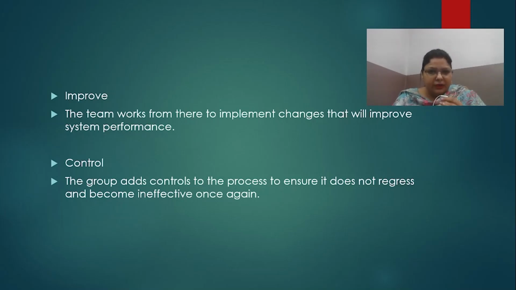Next is control. After the improvement, how can we control the problems? Now the group adds control to the process to ensure it does not regress and become ineffective once again. So we can assure that the overall production will be defect free, and the problems will not happen in the coming future. So that comes under the DMAIC process, or we can say the Six Sigma process.